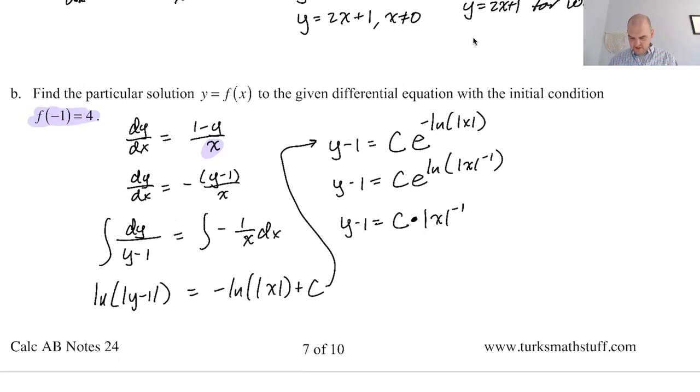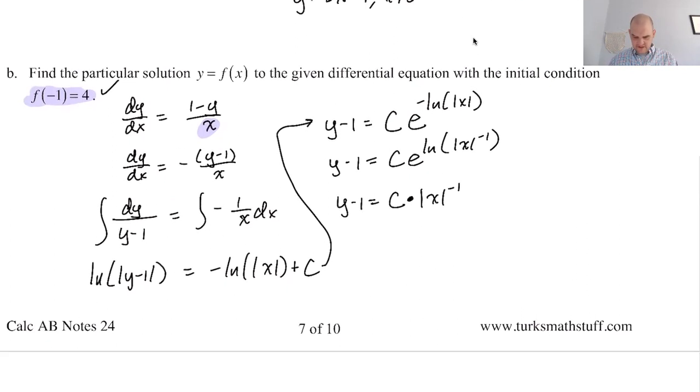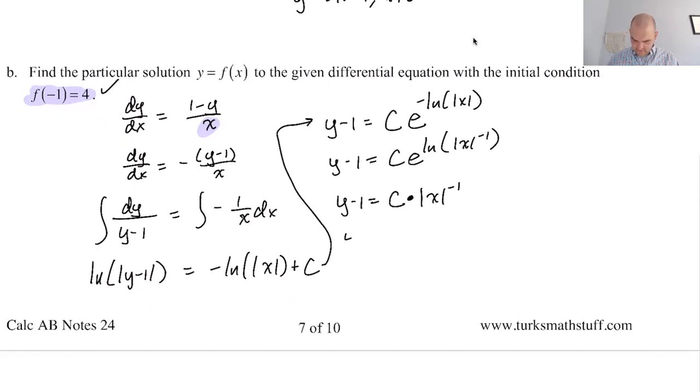We could definitely solve for c now, so I'm going to use this information to solve for c. So 4 minus 1 equals c times the absolute value of negative 1 to the negative first, which is just 1, so it doesn't really matter. So c is equal to 3.